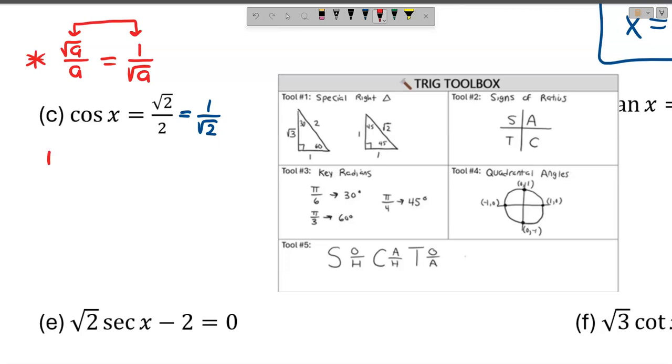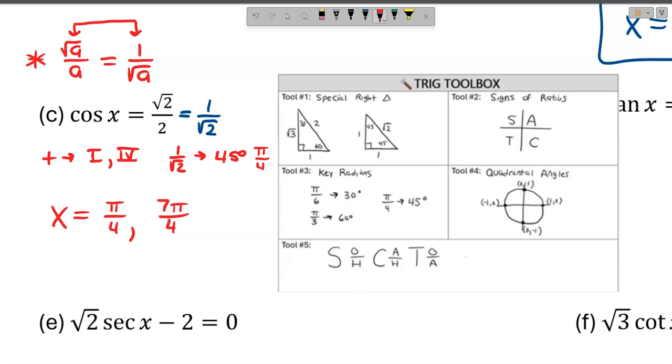Because now we know we have a positive cosine. This is going to be quadrant 1 and quadrant 4 again. Since we're now thinking about 1 over root 2, which is the same as root 2 over 2, that is going to be 45 degrees or pi over 4. So my two answers here for x will be pi over 4, and then in quadrant 4 is going to be 7 pi over 4 since we're pi over 4 short of 180.